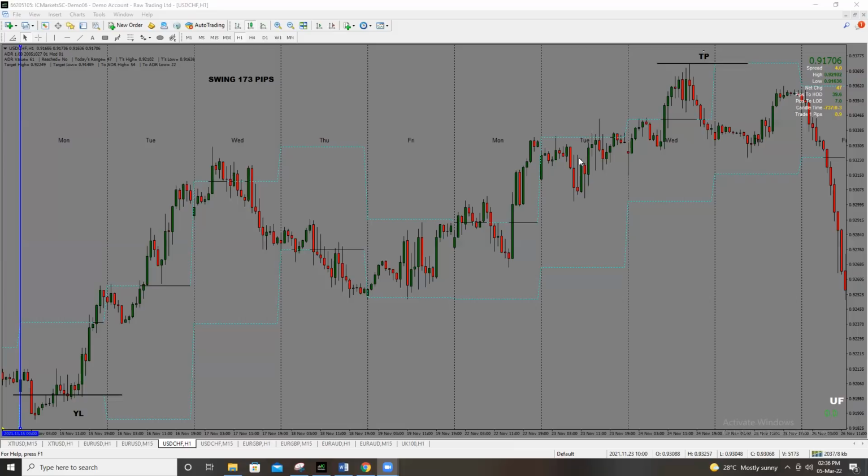It is basically trading stop hunts. Okay, stop hunts or liquidity grab. Of course, I'll explain that as we move on for beginners.